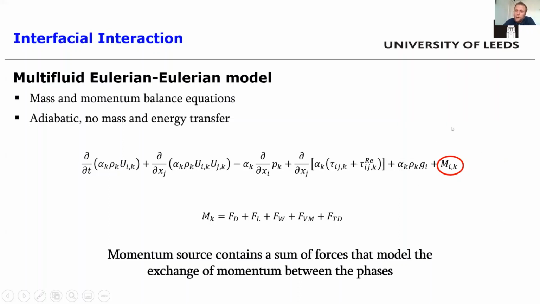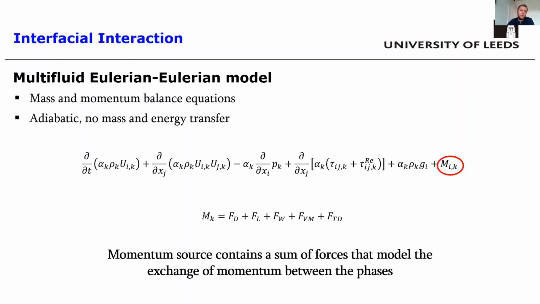But what couples the two phases is the term M in the momentum equation, which is the sum of the forces that act between the phases, and is needed in that model to model the interaction between those two phases. Generally, the forces included in those terms are a drag force, a lift force, a wall force, virtual mass, and turbulent dispersion force. So five forces to model the interaction between the gas bubbles and the liquid phase.